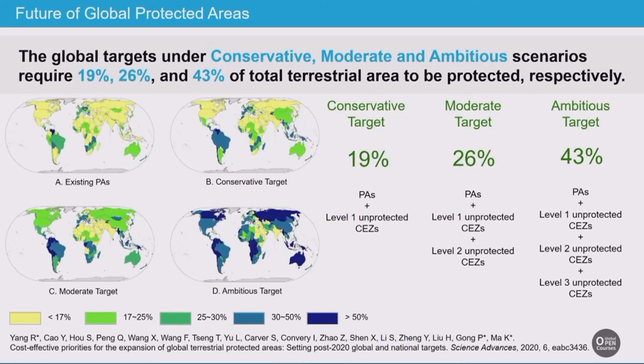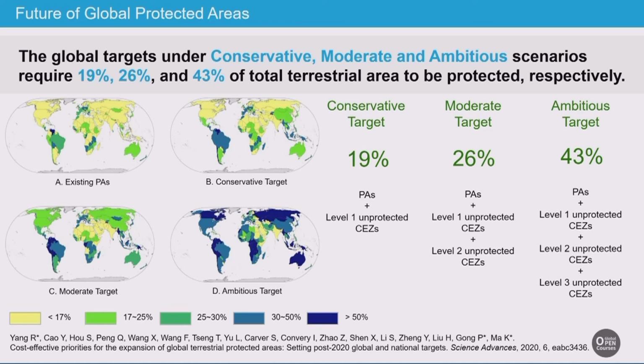And we calculate in each scenario what target we should set for the globe and for each country, for each party to the Convention on Biological Diversity. And we proposed three targets as the conservative, moderate, and ambitious scenarios. But because sometimes you cannot achieve the ideal goal in just 10 years, we propose an ideal, long-term way for the protected area system.